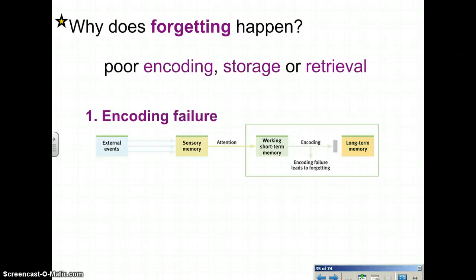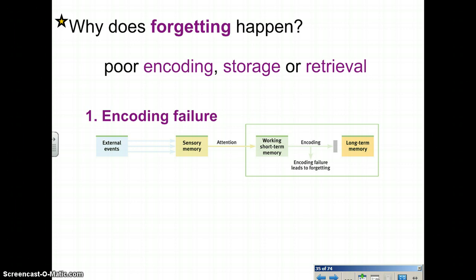We've learned a bit about memory, how we remember, why we remember certain things, and where memories are encoded. Now we need to think about why forgetting happens. Forgetting can happen for many reasons, but they all boil down to three main problems. Poor encoding, in other words, you didn't memorize it in the first place. Poor storage, because storage decays over time. Or poor retrieval, in other words, you don't know where you put it, so you can't find it.